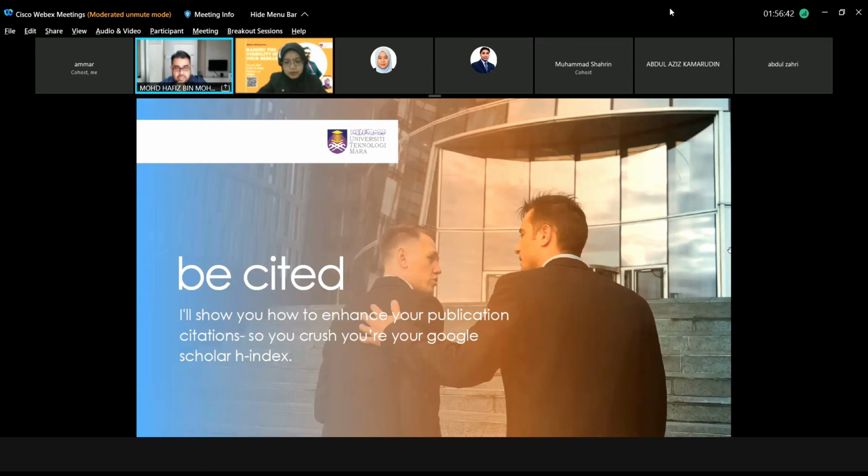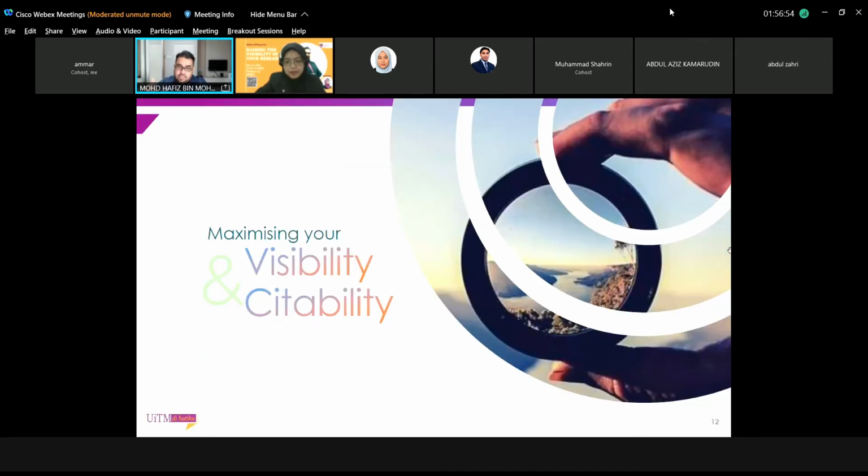Yeah, this is how you can enhance your publication citation, so that eventually you can crush your Google Scholar h-index, which reflects the quality of a researcher, especially in UiTM. So for this session, we are going to focus more on how to maximize your visibility and citability. This is cause and effect, lah.